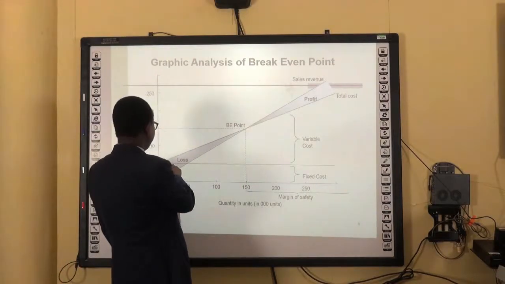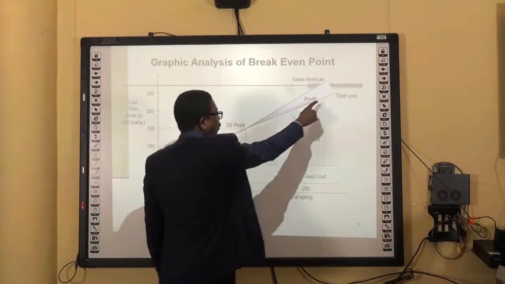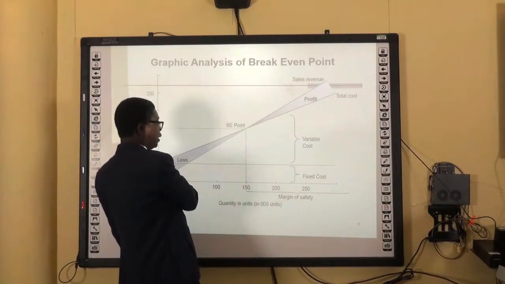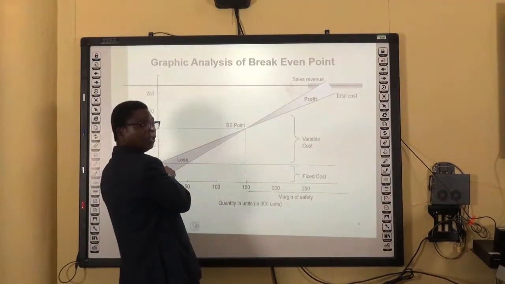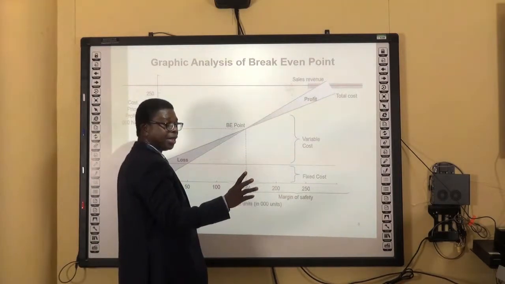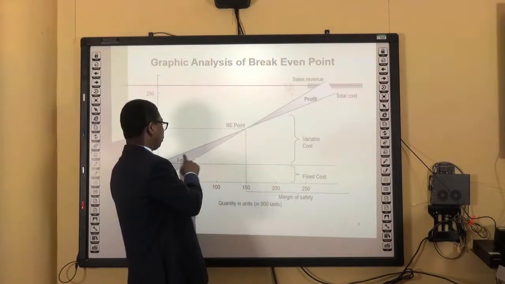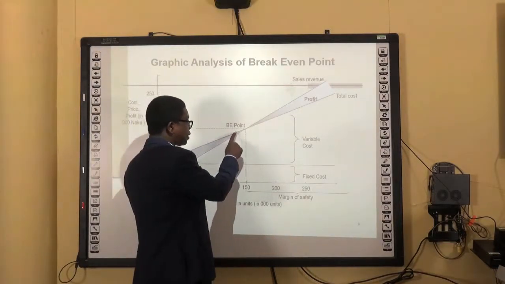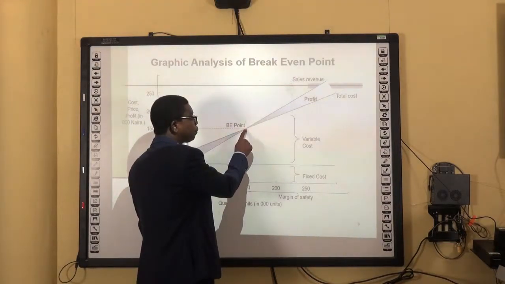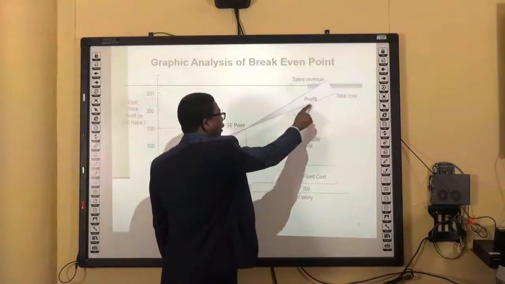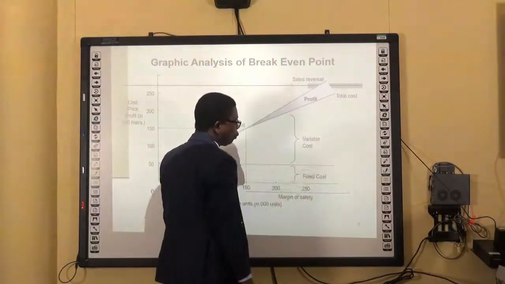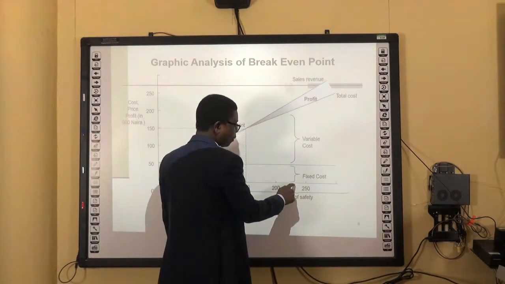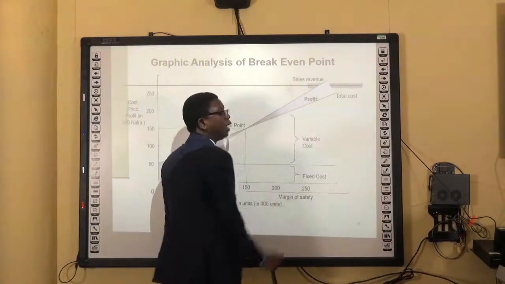Even though we have the total cost curve this way, increasing, it was fixed cost of 50,000 naira when we were not making any production, any sales. But as we begin to make production, our total cost continues to increase up to a point. And this total cost can be grouped into two: we have the fixed element and then the variable element.